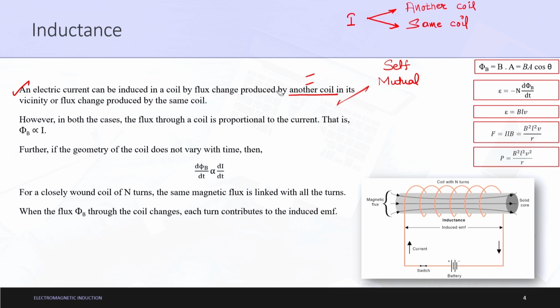So, please do not hesitate over why there is another coil and the same coil. You will get to know everything in the subsequent slides. For now, let me move to the second point. In both the cases the flux through a coil is proportional to the current, that is phi b is proportional to I. So, it was found that the magnetic flux phi b is directly proportional to I.